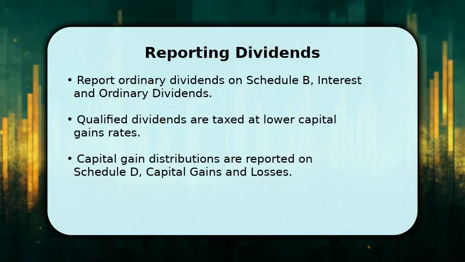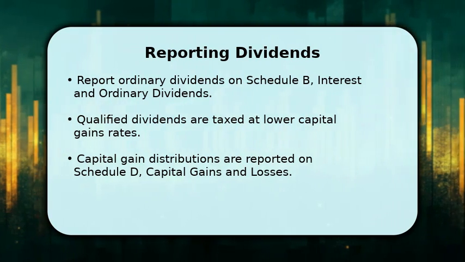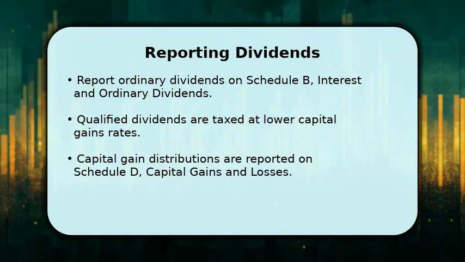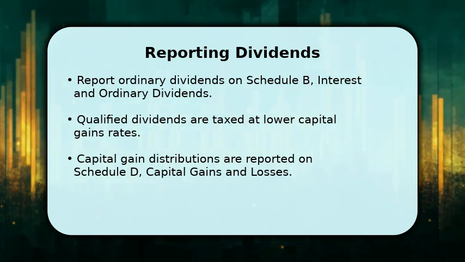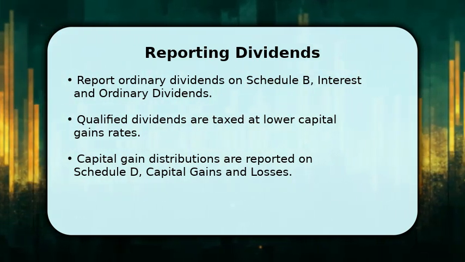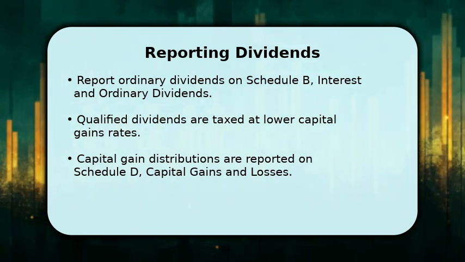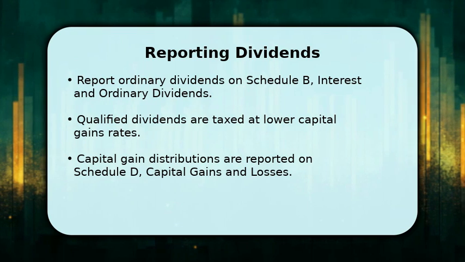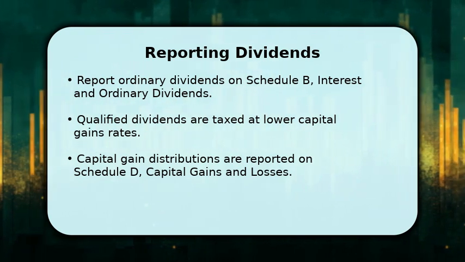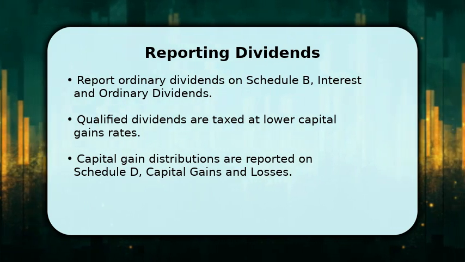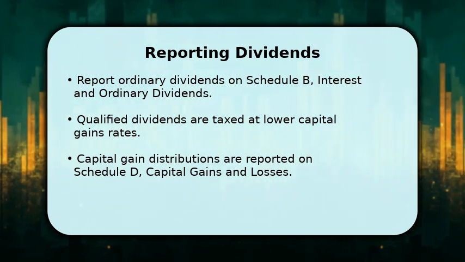Next, you'll need to transfer the information from your Form 1099 DIV to the appropriate sections of your tax return. Ordinary dividends are typically reported on Schedule B, while qualified dividends receive preferential tax treatment. Capital gain distributions, often found in Box 2A, are reported on Schedule D. Make sure to correctly categorize each type of dividend to optimize your tax outcome.